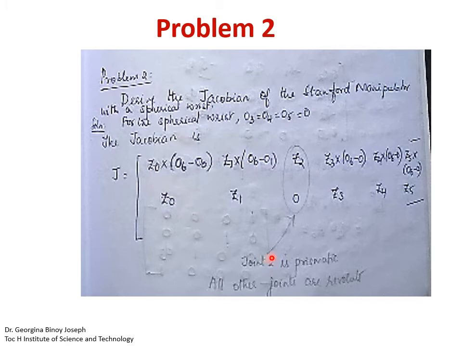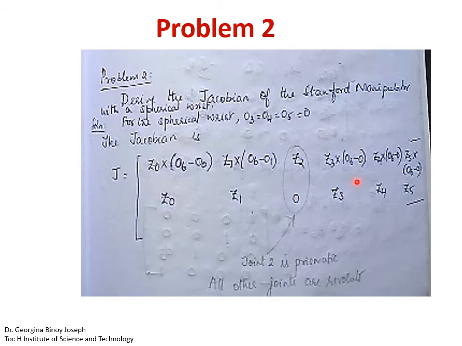Joint 3 is prismatic. These two are revolute joints for the Stanford manipulator, and this one is a prismatic joint. In that case, for this particular joint we will have Z(i-1), 0. So this is joint 3, so Z(i-1) is Z2, and 0.